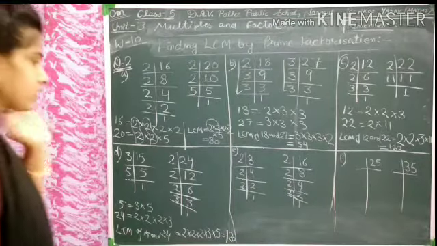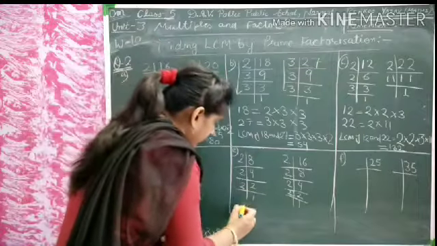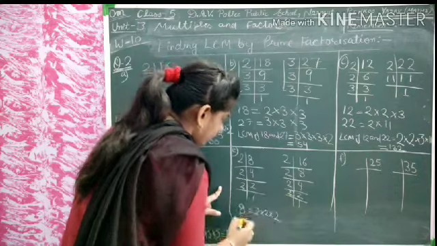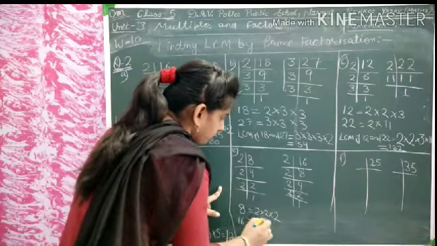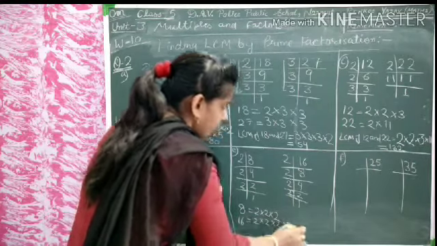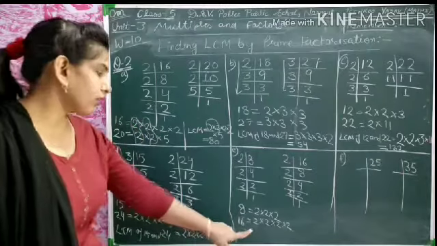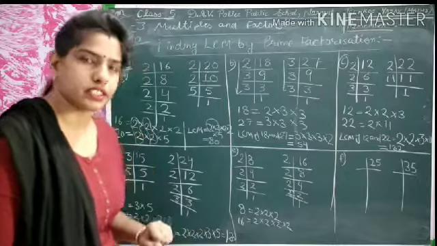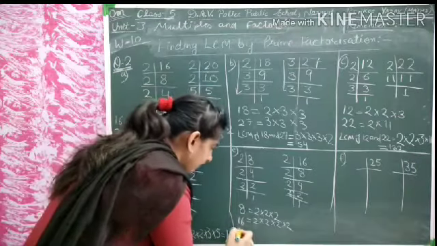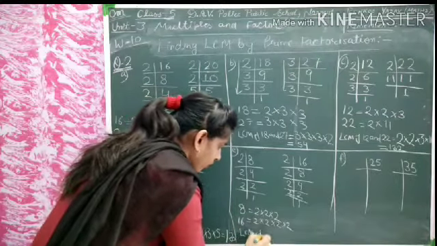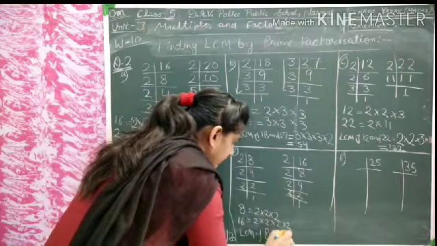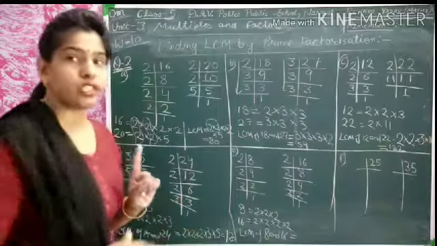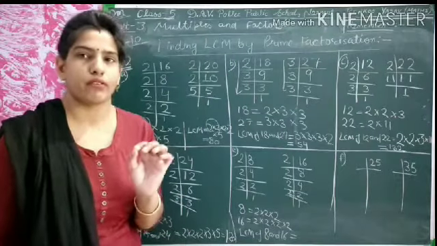So students, the prime factorization of 8 is 2 into 2 into 2, and 16 is 2 into 2 into 2 into 2. This is clear here. Now we have to find the prime factorization LCM of 8 and 16. Let's see here. LCM of 8 and 16 must be equal to the maximum number. There is only 2 as the prime factor here.